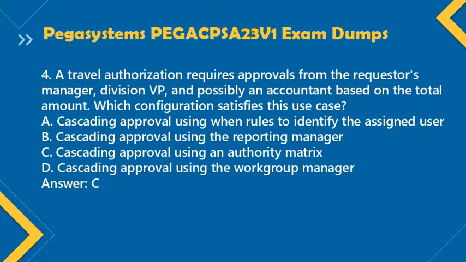Here's why. An authority matrix typically defines approval levels based on criteria such as the total amount of the travel authorization request. For example, approvals up to a certain amount may only require the manager's approval, while amounts exceeding that threshold may require additional approvals from higher-level authorities such as the division VP or accountant.